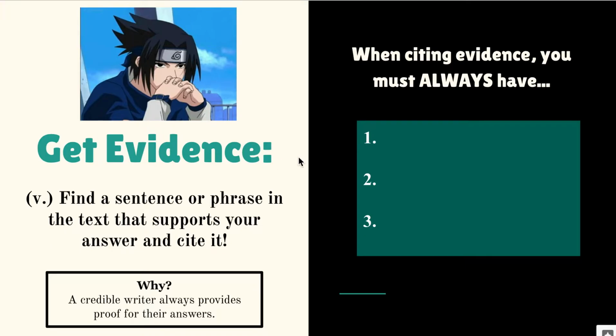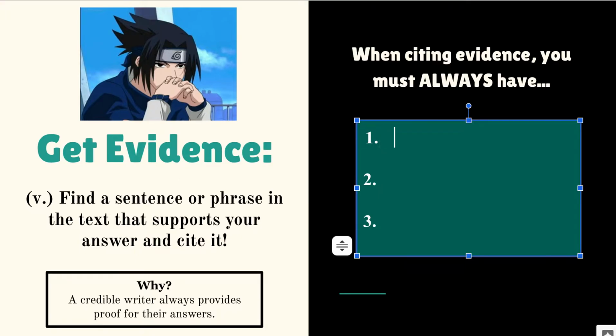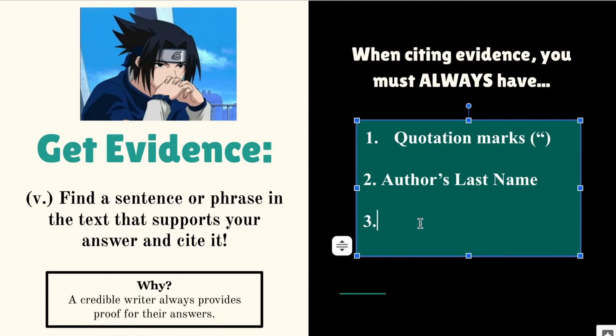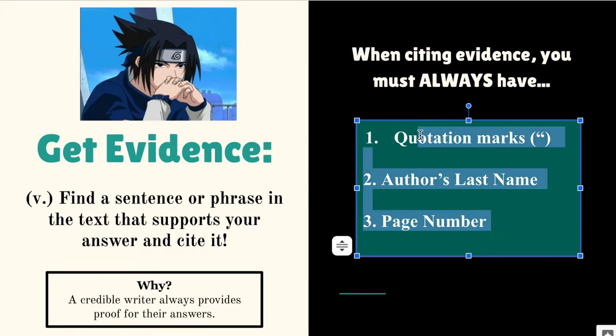So when you're citing an evidence, you must always have three things. What are the three things you must always have? Right, quotation marks. And quotation marks look like this, by the way. These little guys here. Quotation marks, author's last name to show who wrote it, but just the last name, not the full name, and the page number that you found the quote on. So 3 important things. If you miss any one of these, it is an incorrect citation.